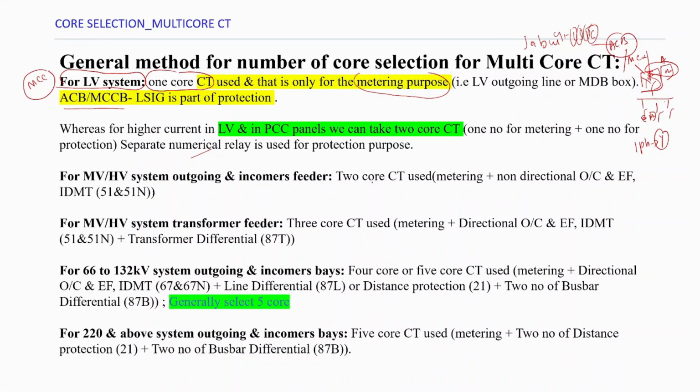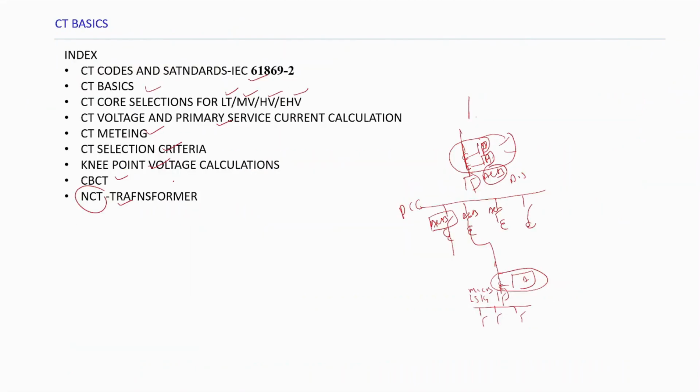Next is the MV feeder. For MV also I am going to have a 2 core CT, one for metering, another for the non-directional overcurrent and earth fault. Means what? This is my medium voltage, this is medium voltage transformer, this is my motor, and this again is the transformer which is feeding my LCC.